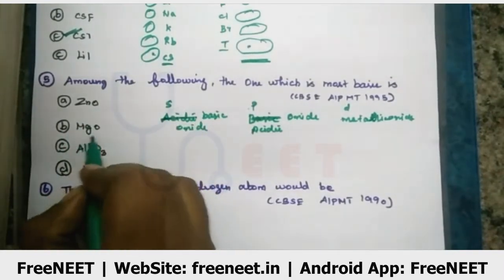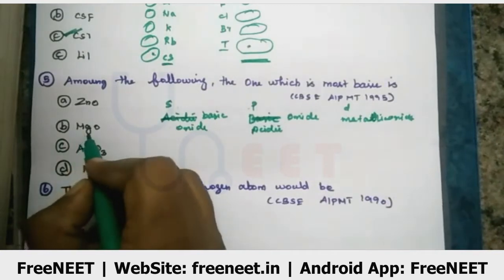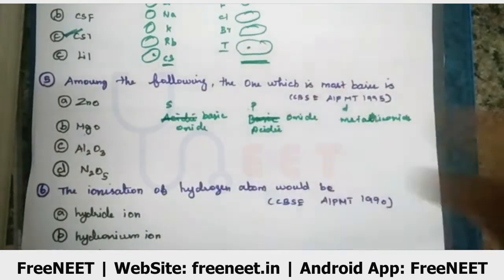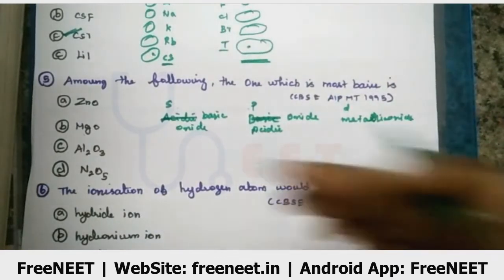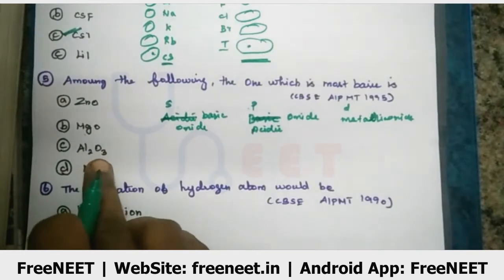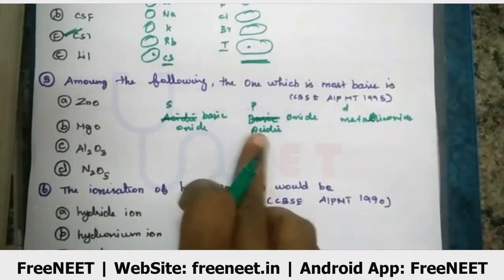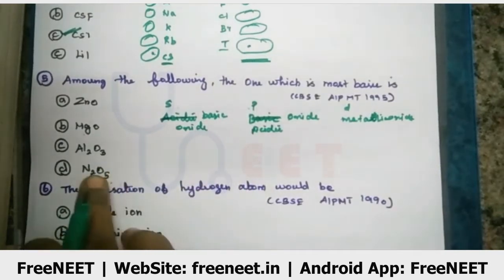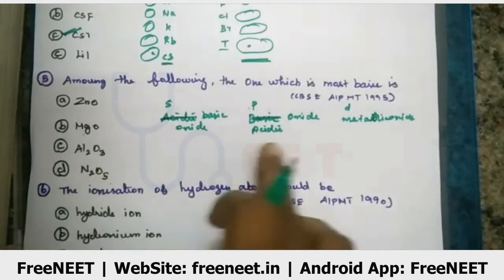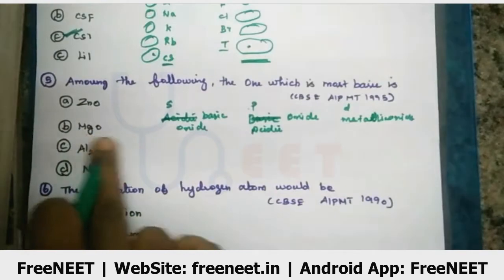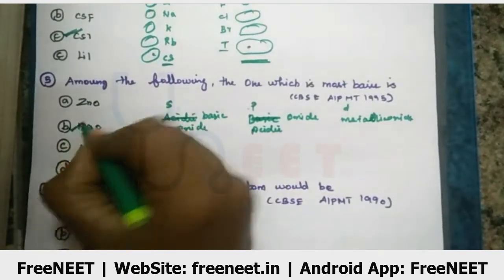Then B, magnesium oxide. Magnesium is an S block element, so it forms a basic oxide. They are asking which one is the most basic. Consider aluminum oxide. Aluminum is a P block element, it forms an acidic oxide. Then nitrogen pentoxide. Nitrogen is also a P block element, and it also forms an acidic oxide. Here only magnesium oxide forms a basic oxide. So the answer is B.